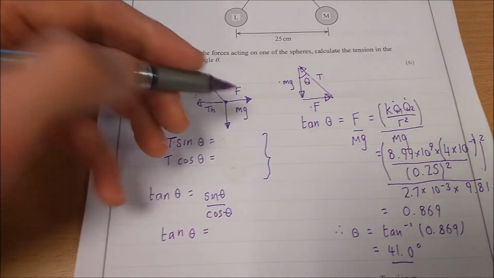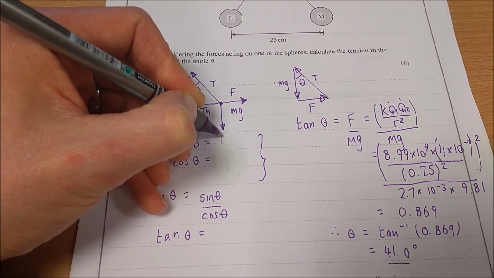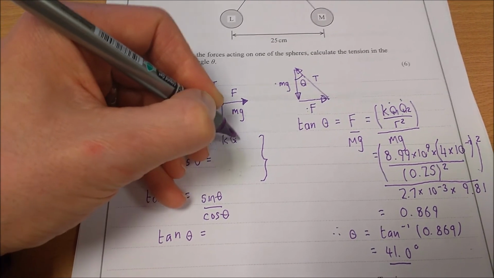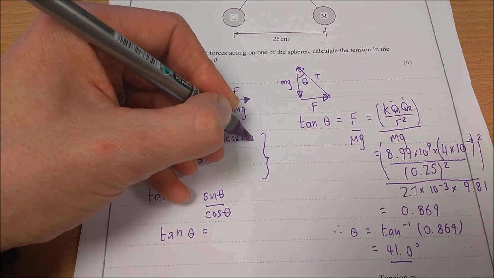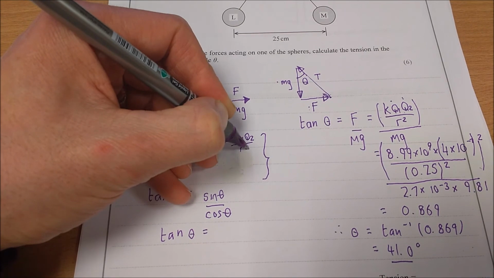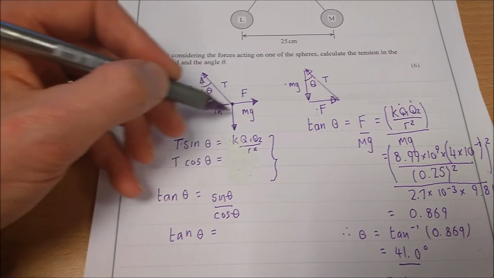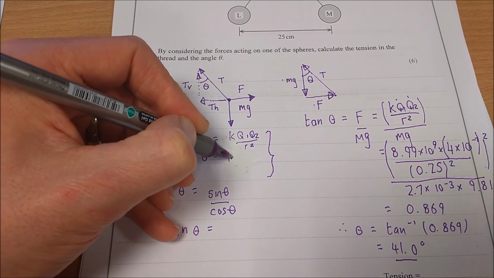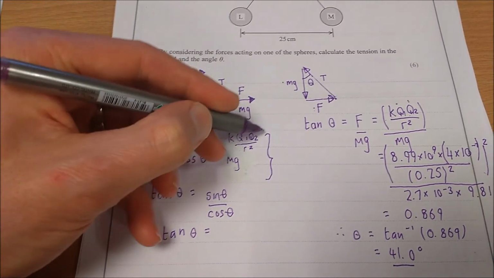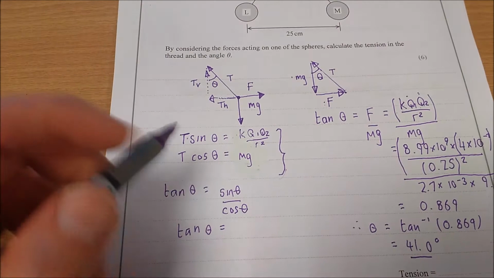So starting with the horizontal, this is opposite the angle, so if you think about it, T sine theta gives you the horizontal component, and that balances the repulsion, which we said earlier, if you use Coulomb's law, is k Q1 Q2 over r squared, and T cos theta gives you the vertical component. That's going to balance the weight, so get mg. So we've got two simultaneous equations.